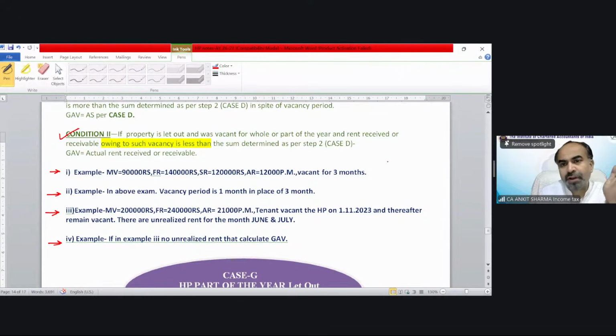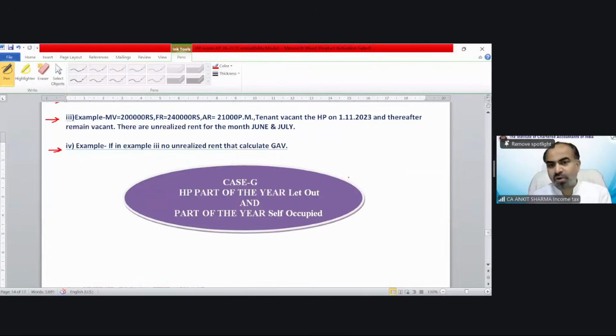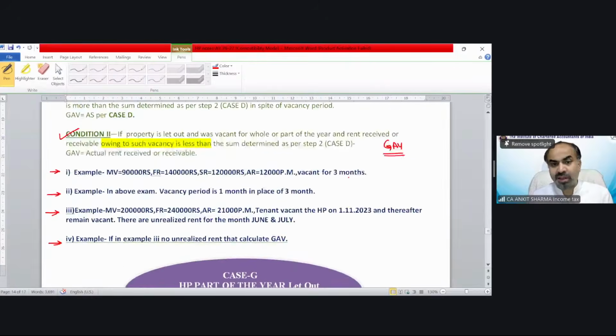So you need to find the GAV in all these 4 cases. Fine. So this is a break homework. You can have your tea, coffee, etc. And if you have time, try to solve these examples. When I come back, I will solve them for you if you're not able to solve. But we will discuss these examples for calculation of GAV in case F. G case we have already discussed. You can take a screenshot of this so you can try it later.